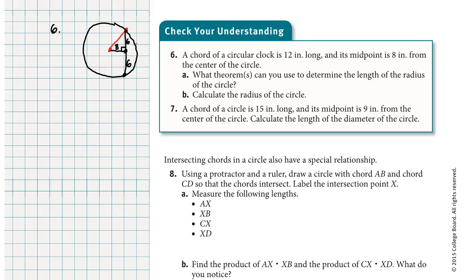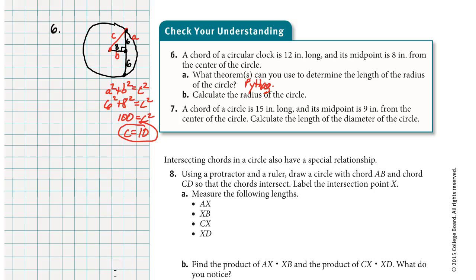What theorem can we use to determine the length of the radius? We can use the Pythagorean theorem. Let's find the radius. So the red line, the radius, is the letter C with the Pythagorean theorem. This side here is the letter A, and the 8 is the letter B. So we can go A squared plus B squared equals C squared. I'm going to pause the video for you to figure out how long the radius of that circle is.